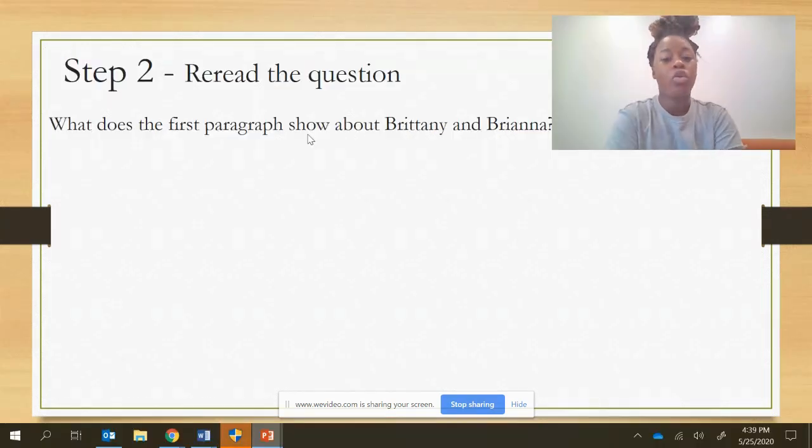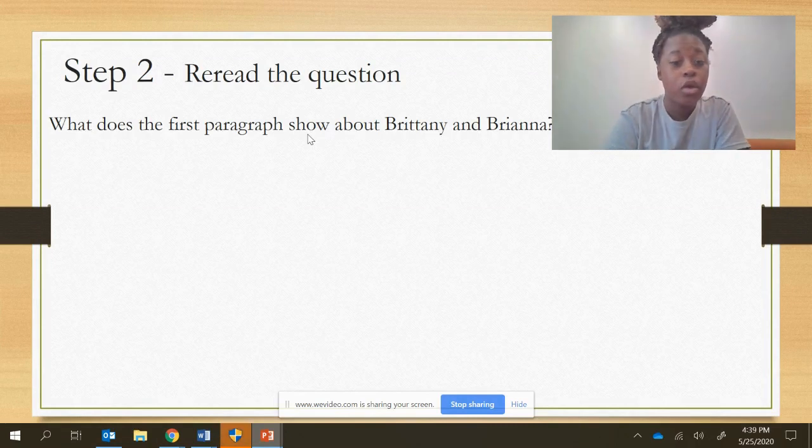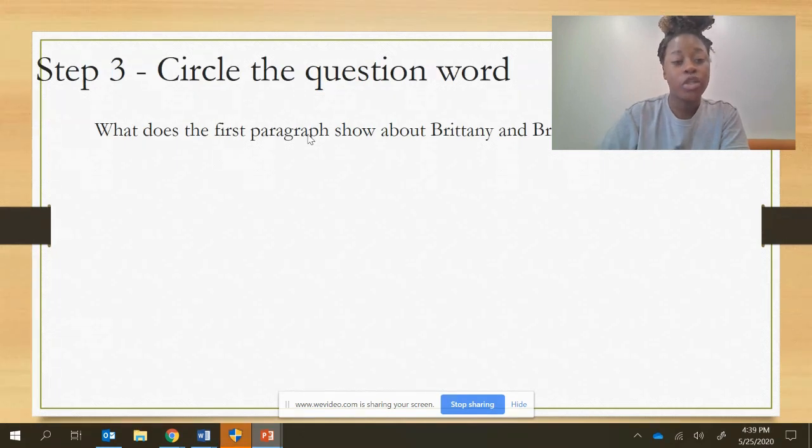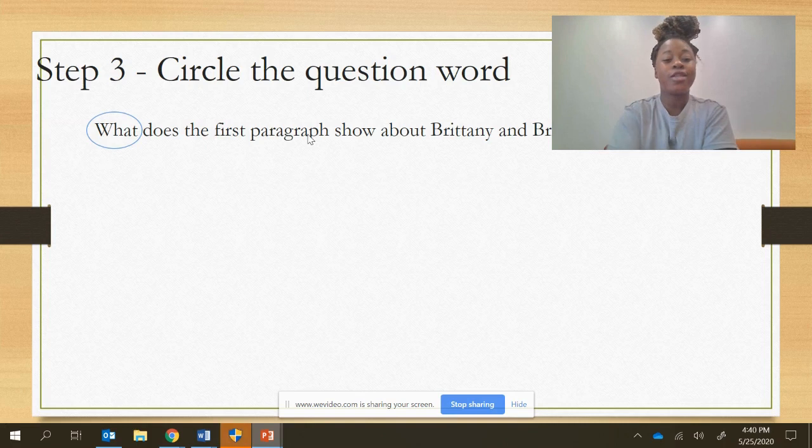Reread the question. You can whisper read with me. What does the first paragraph show about Brittany and Brianna? Now that we've reread the question, we can move on to step 3. Circle the question word. Now, I notice the question word is what, so I'm going to go ahead and circle that. Please take this time now to go ahead and write down the question and then circle the question word. Pause the video now and press play when you're ready to move on.